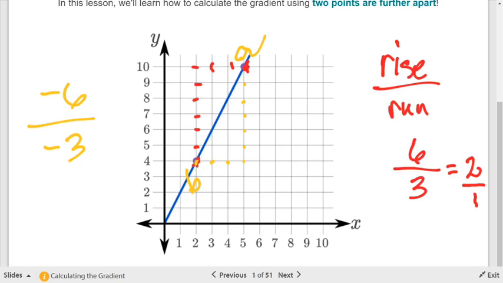Negative 3. And then a negative divided by a negative is a positive, and 6 divided by 3 still gives you 2. So do you still get the exact same answer? Yes.